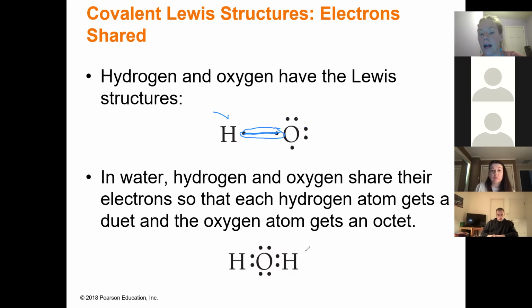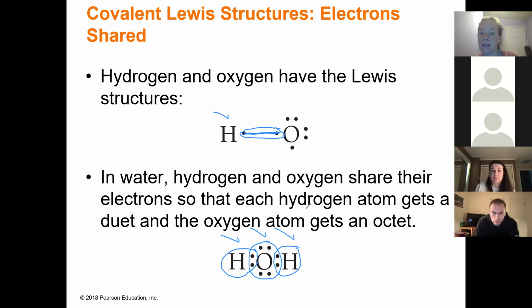So what happens is another hydrogen comes in and says, hey, you know what? I'll share my single electron too, and then we can all be happy, right? So if we look at this situation here, the oxygen has access to 8 electrons, and each hydrogen has access to 2 electrons. So these two are fulfilling their duet, and the oxygen is fulfilling its octet. So they're all getting what they want by sharing the electrons.